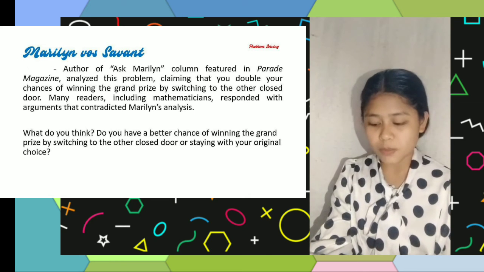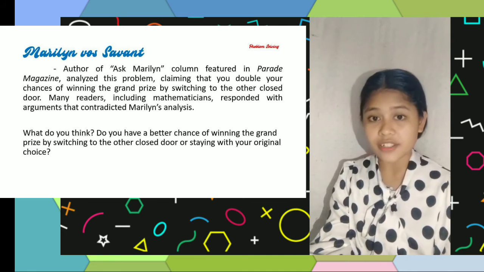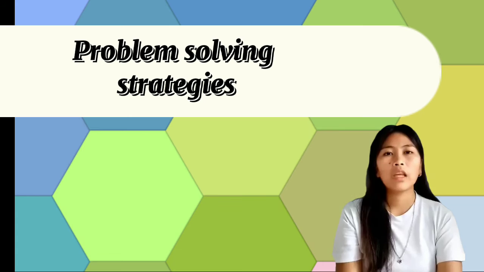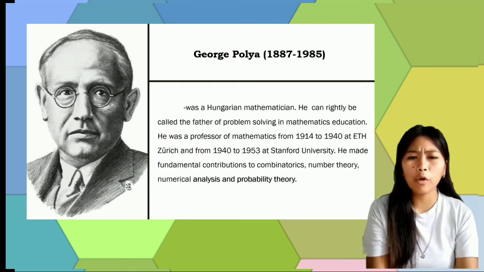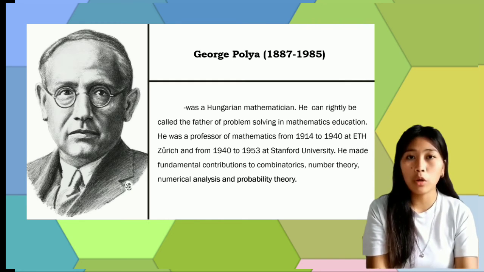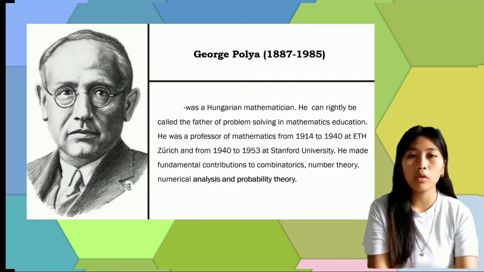Of course, there is also the possibility that it does not matter, if the chances of winning are the same with either strategy. So let us now discuss problem-solving strategies. One of the foremost recent mathematicians to make a study of problem solving was George Polya, 1887 to 1985. George Polya was born in Hungary and moved to the United States in 1940. The basic problem-solving strategy that Polya advocated consists of the following.